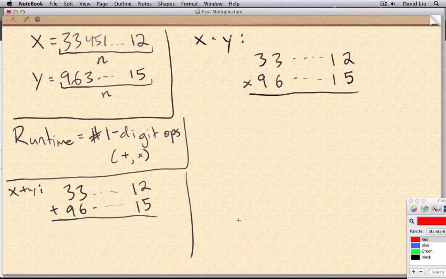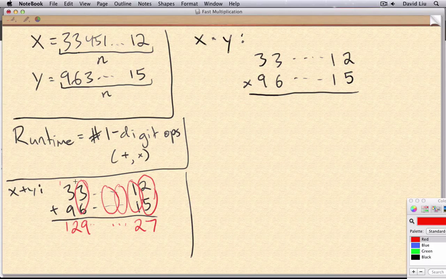So as a warm-up, let's consider addition. If we have these two numbers x and y, and we want to add them together, what's the natural thing to do? 2 plus 5 is 7, 1 plus 1 is 2, and for each pair of numbers, we add them together. And of course, we have to keep track of carries, but that doesn't take very much effort. If we're looking at the number of one-digit operations, well, this is just the number of columns, which is the number of digits. So this requires big O of n one-digit operations.